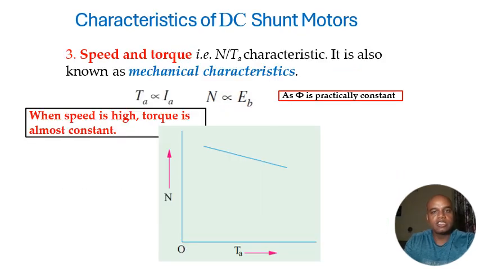The last characteristic for the DC motor is the mechanical characteristic, the speed versus the torque. We have already established two characteristics: torque increases linearly as IA increases, and the speed remains constant with respect to EB, and it slightly drops. Similarly, TA is directly proportional to IA. So if I'm increasing TA, IA is also increasing, and we have already seen the IA versus speed characteristics. So the torque versus speed characteristic is also slightly decreasing from no load to full load.